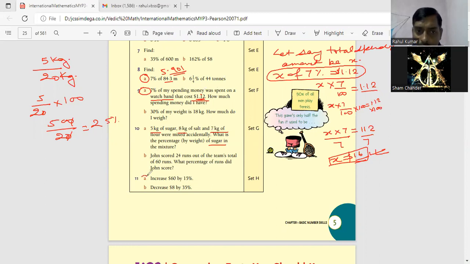Now come to question number 11A. Increase $60 by 15%. Yes, sir. It's the same method, sir. For us to increase it by 15%, we should first find 1% of 60, which is 0.6, sir. Then we should multiply that by 15, sir, which is 9, sir. So after increasing, it is plus 9, which is 69, sir. Yes, that is the correct answer. Good.